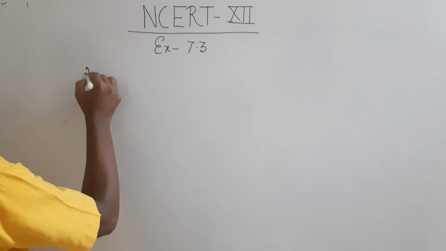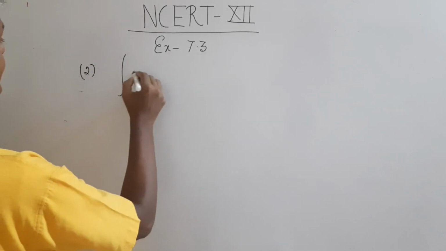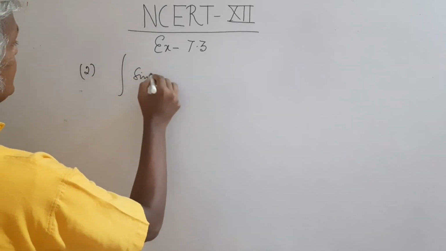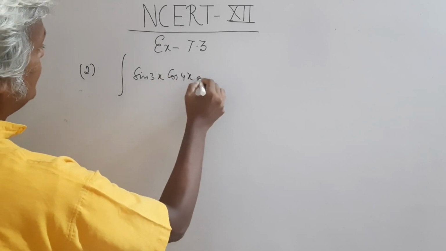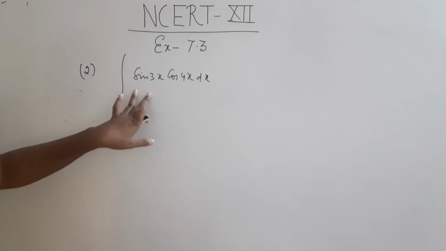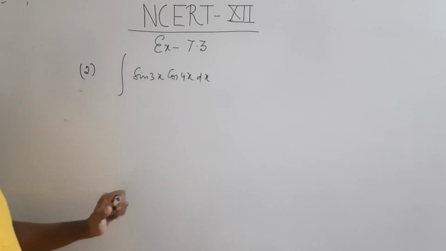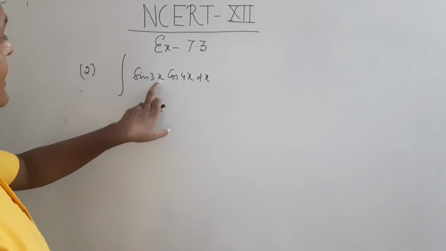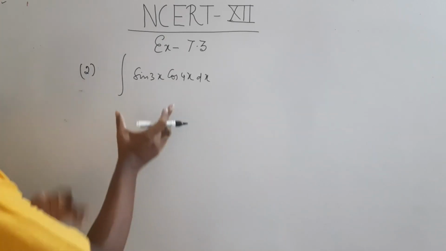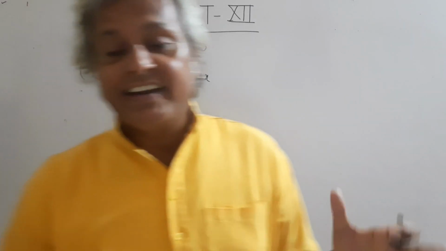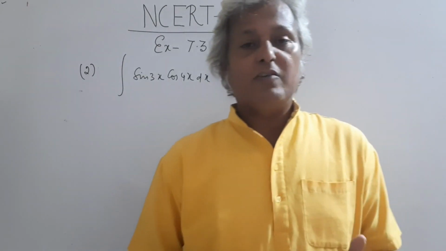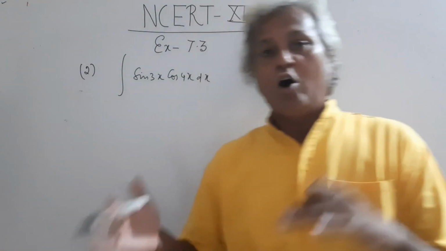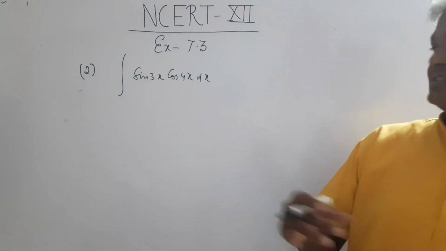Now question number 2 goes like, find the integration of sine 3x cos 4x dx. Now again you find that even substitution is not going to work because the angles here are different. Now again if you go into standard 11, you find that this is about how to express the sum of the trigonometric ratios into the product, or the product of the trigonometric functions into the sum.